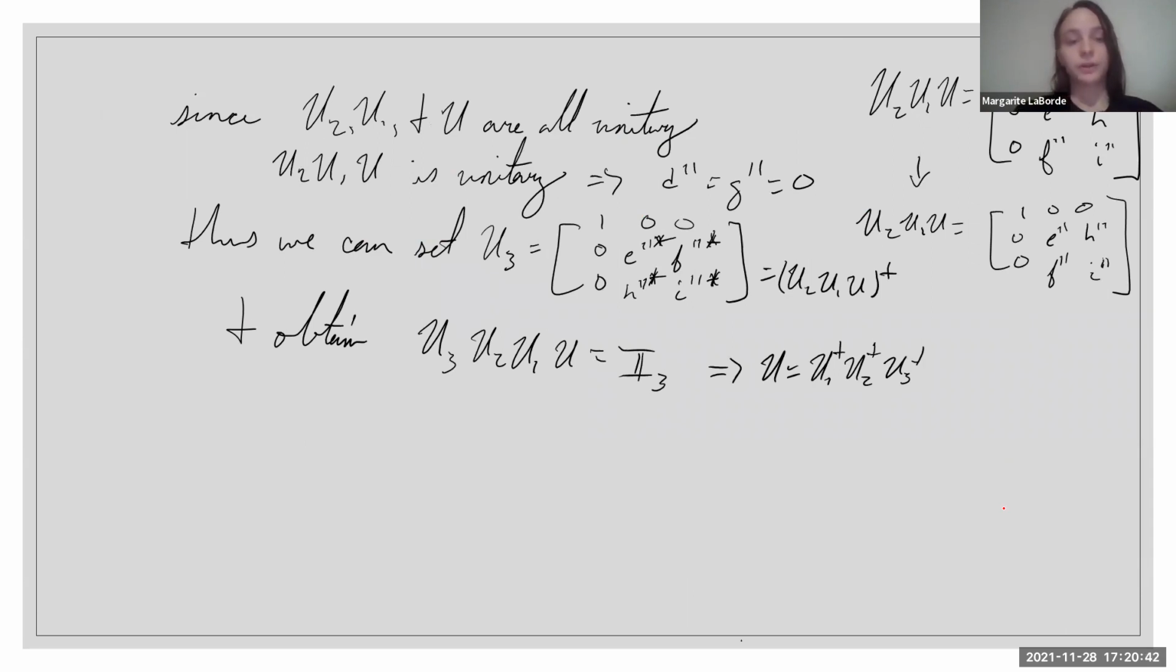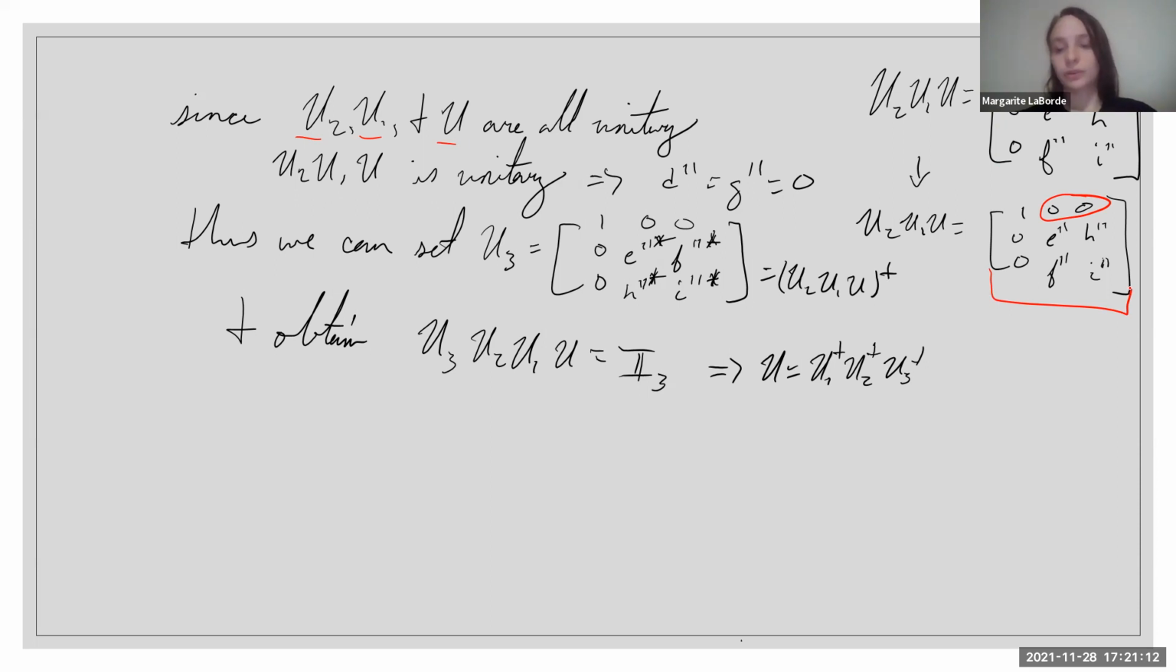Right, and since we know U2 and U1 and U are all unitary, the product of unitary matrices is another unitary. And so that says that if this is a 1, and these are both 0, then we know that these two must also be 0, because otherwise it's not a unitary matrix, right? And so finally we have something that looks like this, and this is also a 2-level unitary, right?